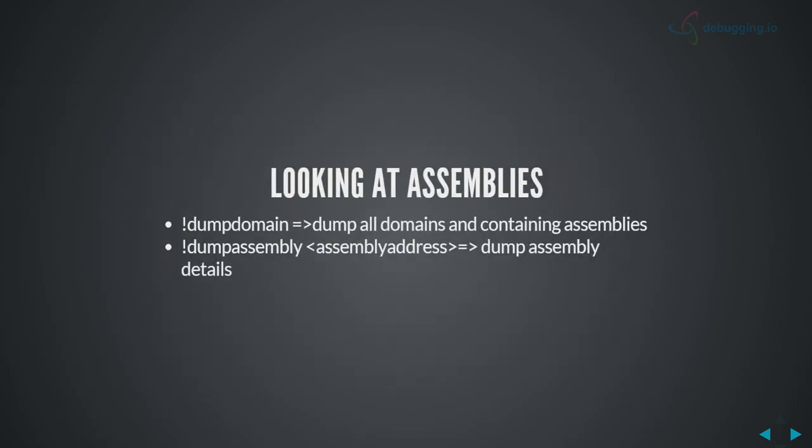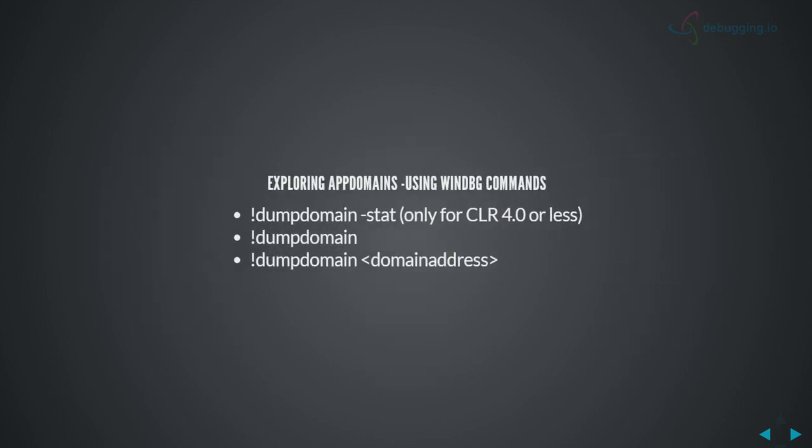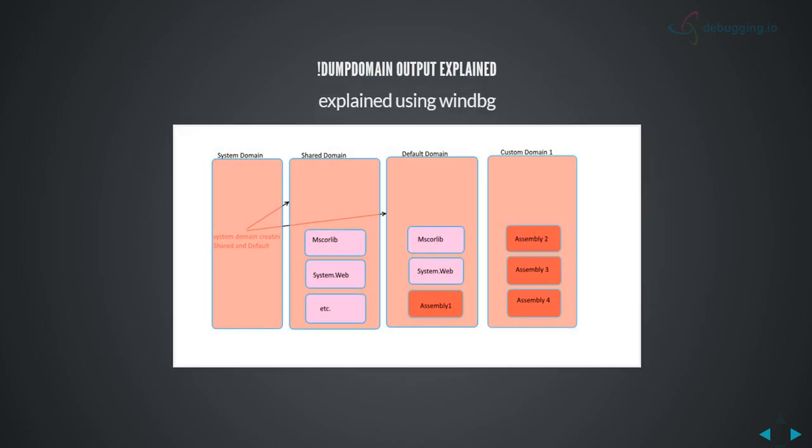So we went through these. We have dump domain and dump domain address. Okay, and one last thing is that we have dump domain hyphen stat, which is only available in CLR 4.0 or less. This is a dump which is loaded with 4.6, so we don't have that command available. But if you're trying this on a 4.0 application dump, you can just run stat. It will give you a statistical view, like these many assemblies are present and these many domains are present. So that's about a domain.